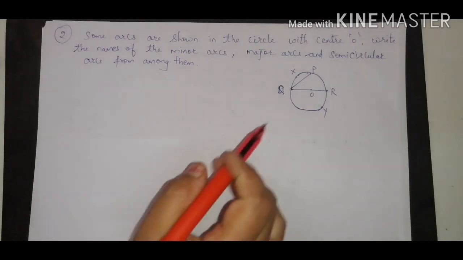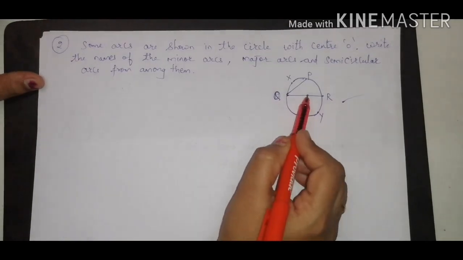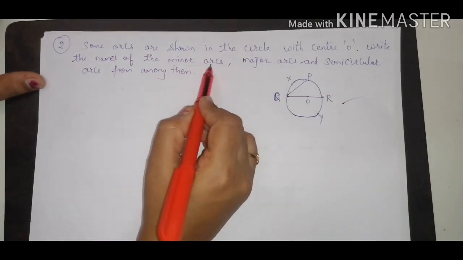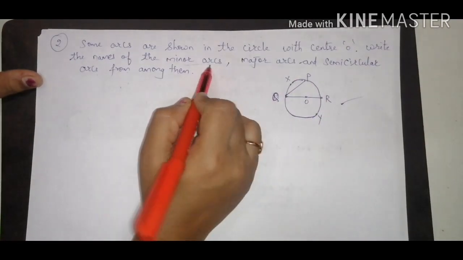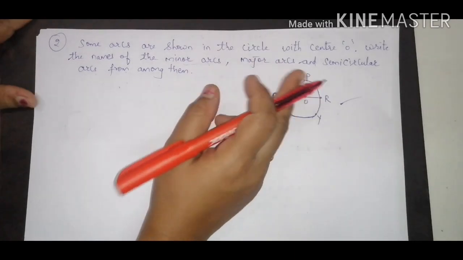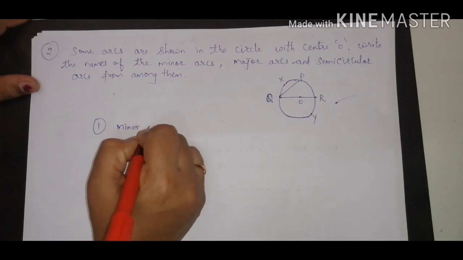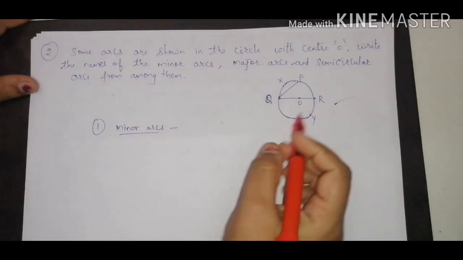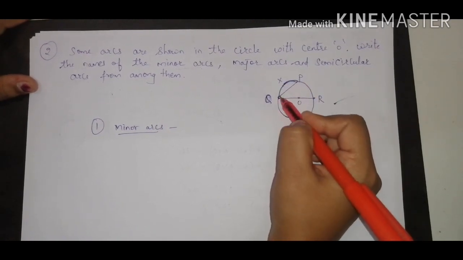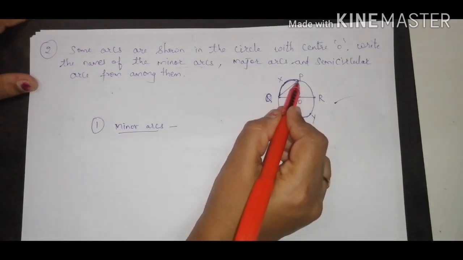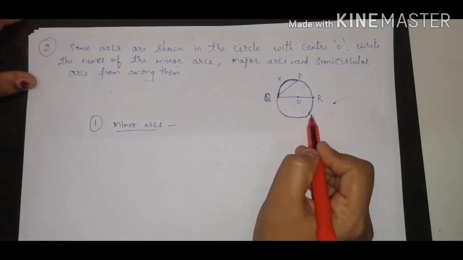Second question is saying this figure is given to you. Some arcs are shown in the figure in the circle with center O. This is center O. Write the names of minor arcs, major arcs and semicircular arcs. You have to write only the names from this figure. So let us write one by one. First we will find out which are minor arcs. We can take arc XP, arc XQ, they are smaller arcs. Arc PR we can take, arc RY you can take, arc QY we can take.